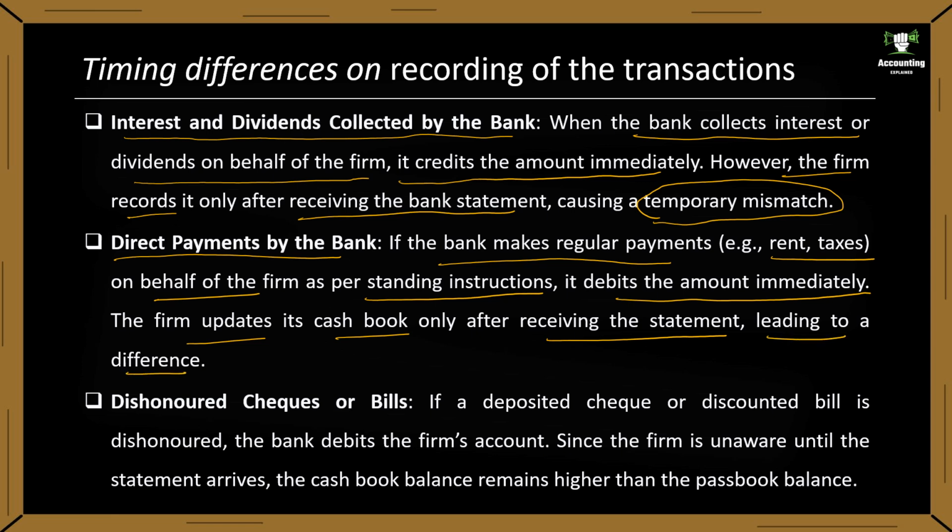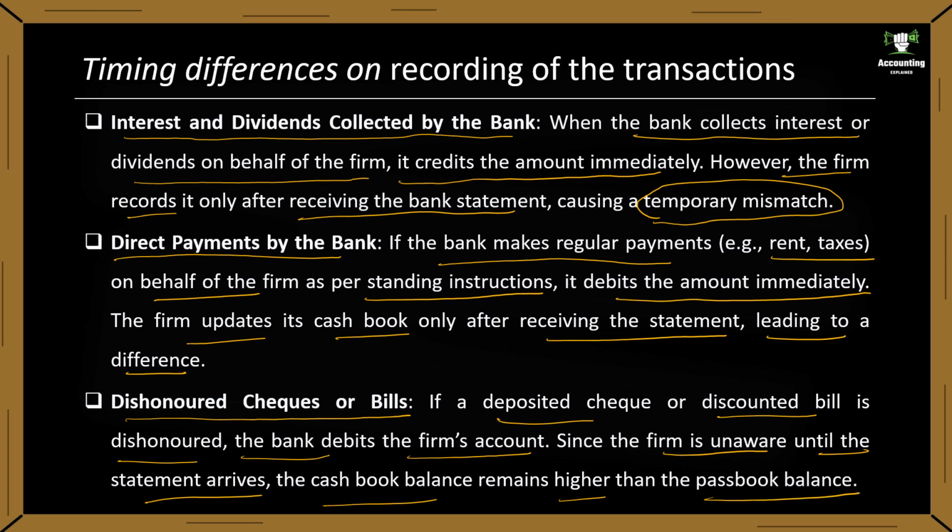Next, one important point: dishonored checks or bills. If the check does not get honored, then we say it is dishonored. If a deposited check or discounted bill, bills meaning bill of exchange, that is bills receivable or bills payable, is dishonored, the bank debits the firm's account immediately because the bank will know it first hand. Since the firm is unaware until the statement arrives, the cash book balance remains higher than the passbook balance because of the dishonor of the check recorded by the bank but not recorded in the cash book of the business.